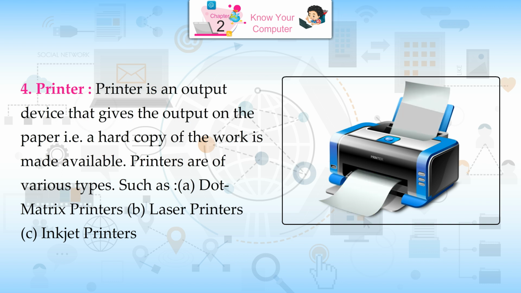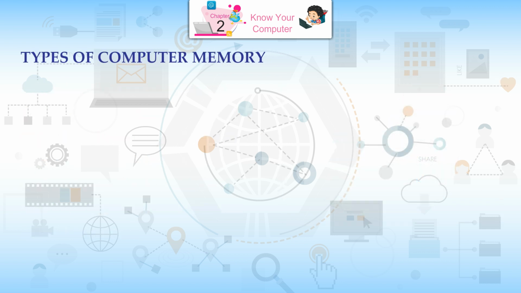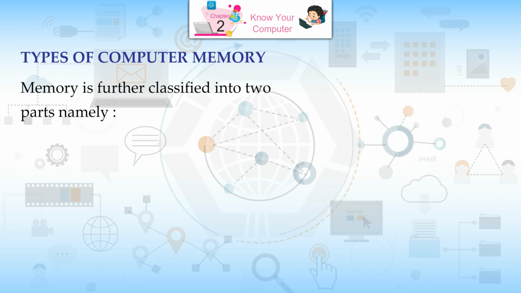Fourth, printer. Printer is an output device that gives the output on paper, that is, a hard copy of the work is made available. Printers are of various types such as A. Dot matrix printer, B. Laser printers, C. Inkjet printers.